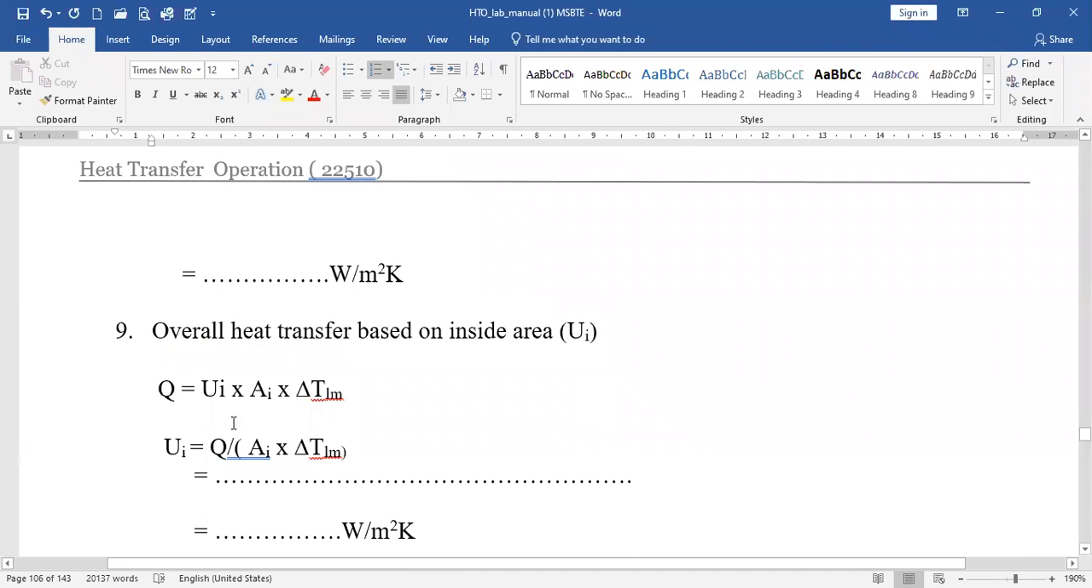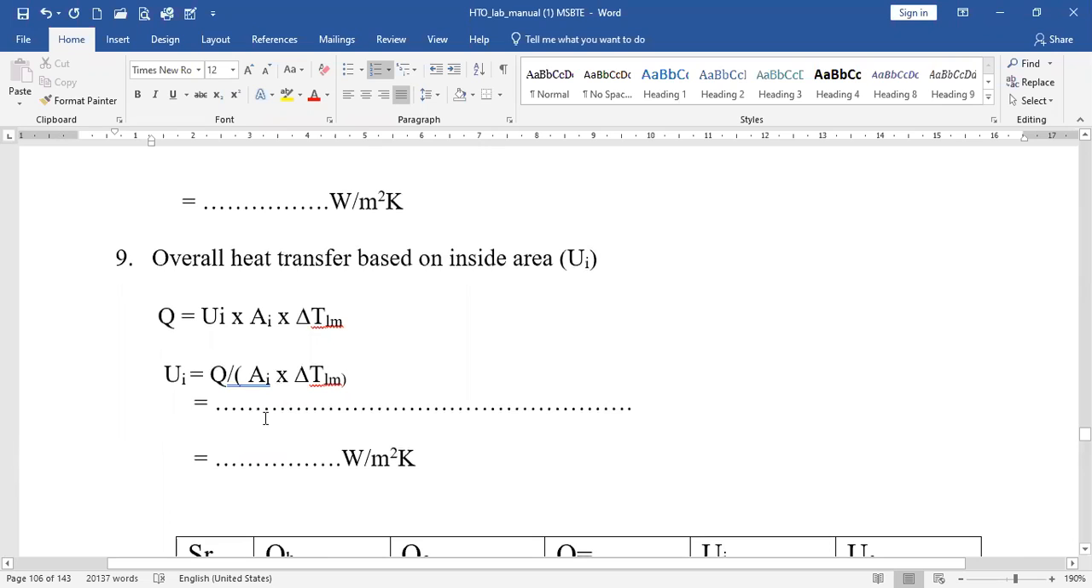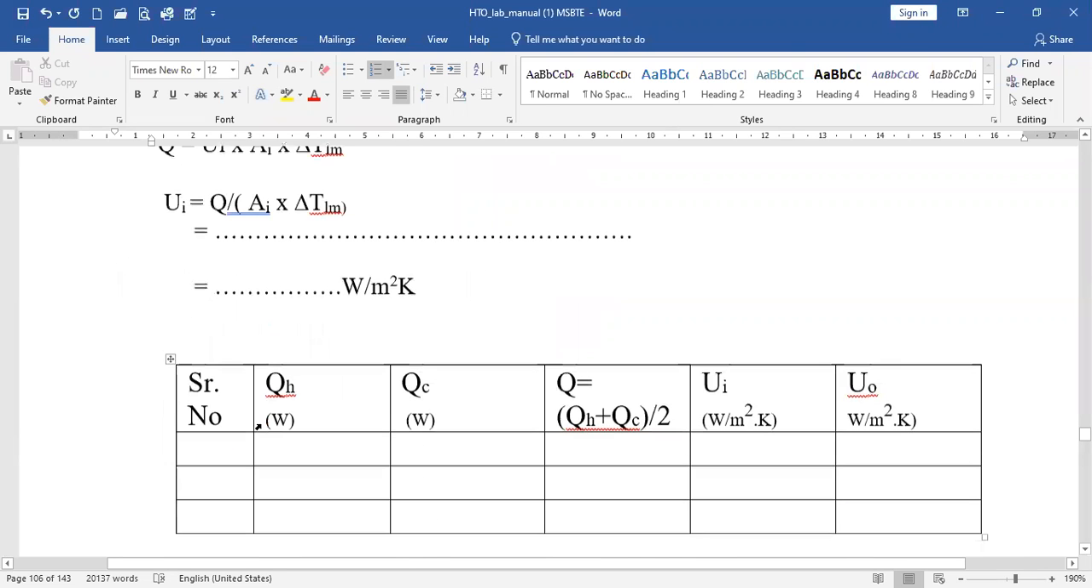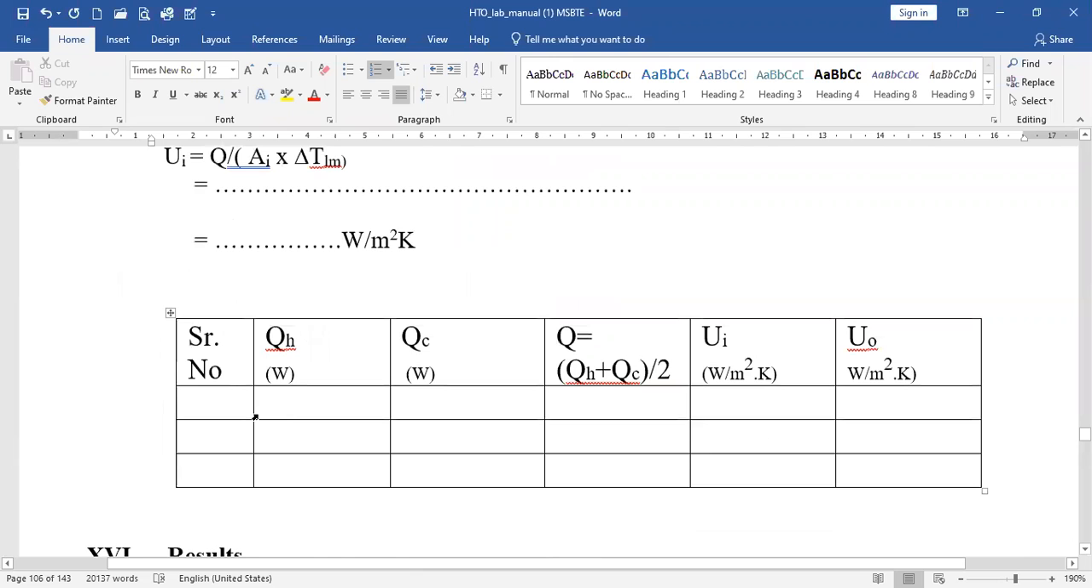In a similar way, we can get the capital UI. So UO and UI can be calculated with the help of the same formula, that is Q equal to U A delta TLM. We have to calculate the area for inside to calculate the UI, and the area for outside to calculate UO. In this way, we can calculate the overall heat transfer coefficient of this shell and tube heat exchanger with the help of different parameters like rate of heat transfer, area of the shell and tube heat exchanger, and log mean temperature difference of the shell and tube heat exchanger.